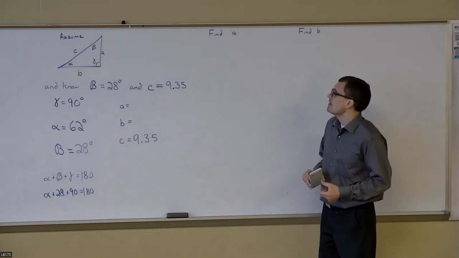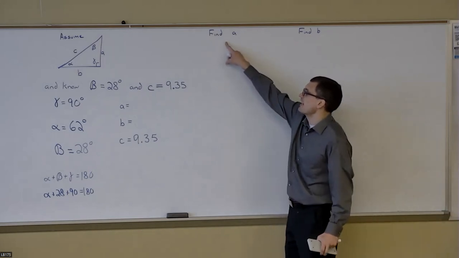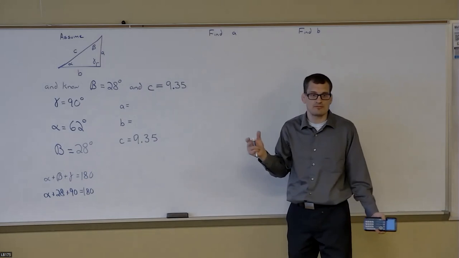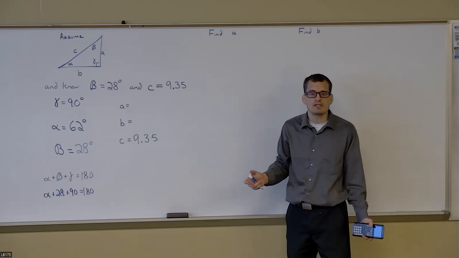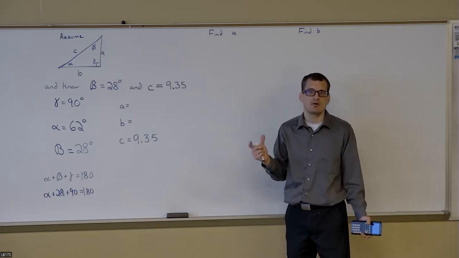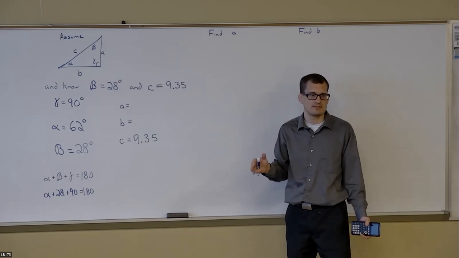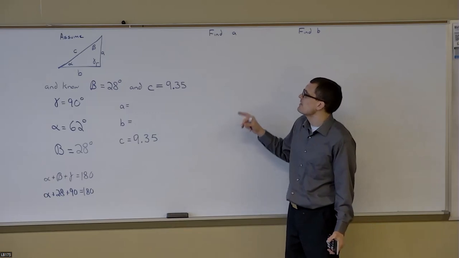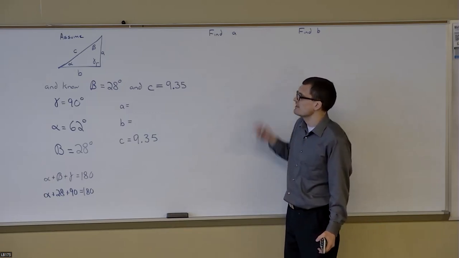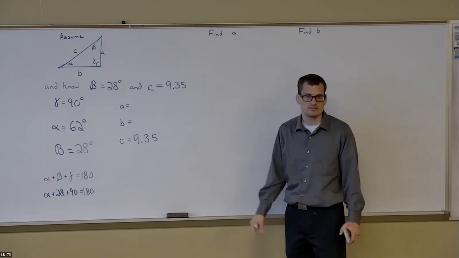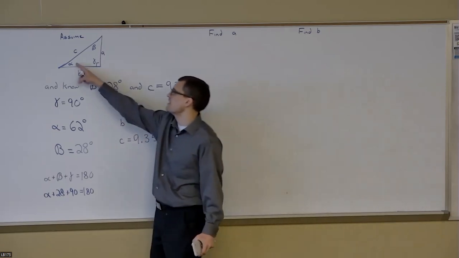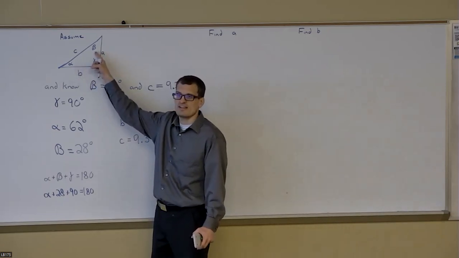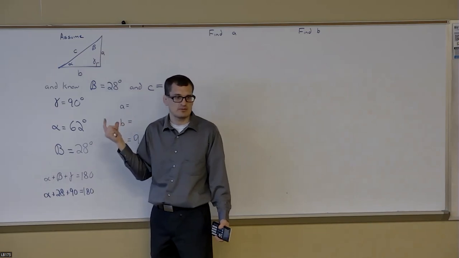Now, I'm going to find A or B first. It doesn't matter. They're both equally easy or equally difficult to find. I'm going to use SOHCAHTOA to find both. That way I don't have to round anything. If I want to find, let's say, the A, I just pick an angle to use. I can either pick the angle alpha or the angle beta. I used alpha last time, so I'm going to use beta this time, okay?